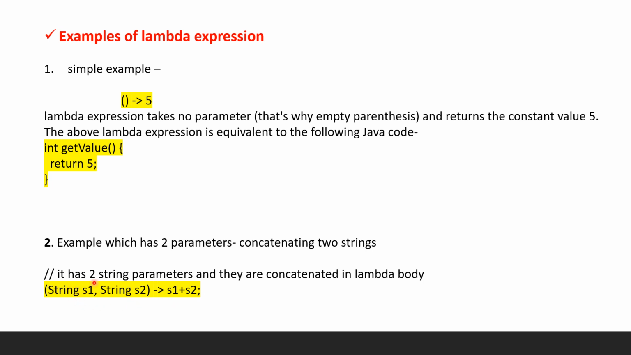So string s1 we are declaring, the name of the variable, comma, and a string s2. Now this is an argument list or parameters list we can also say, and this is the mandatory pointer. And what we are going to do, concatenating means we are adding both strings on the left hand side. So this is the actual logic of this lambda expression.